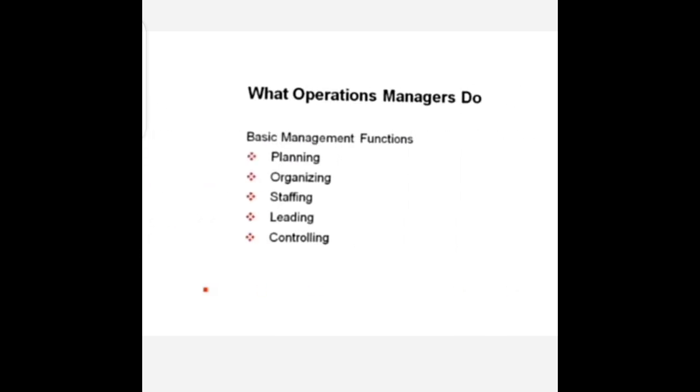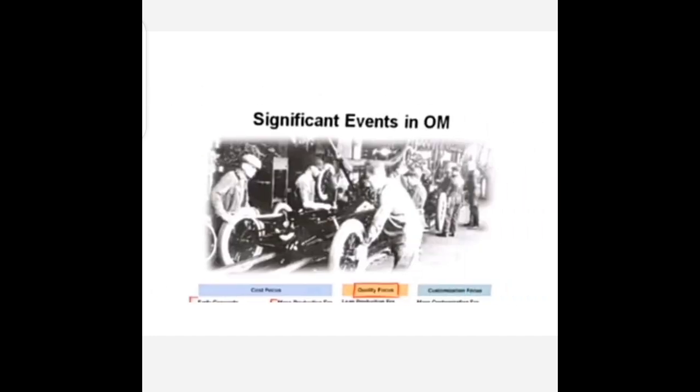So what do the operation managers do? They perform the basic management functions, which start from planning, organizing, leading, and controlling. So those are the functions the operation manager performs. So what are significant events in operation management? There exist three significant events. The first one was the cost focus, then the second was the quality focus, and the third was the customized focus. In cost focus, there was mass production, and scientific ways were used in order to produce more. The focus on quality was less.